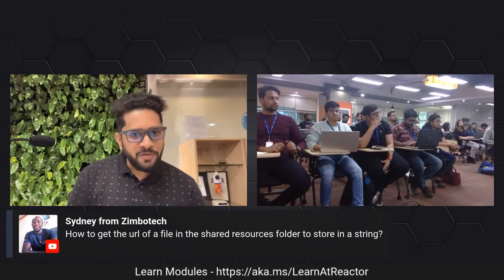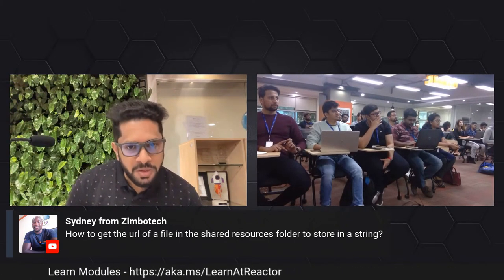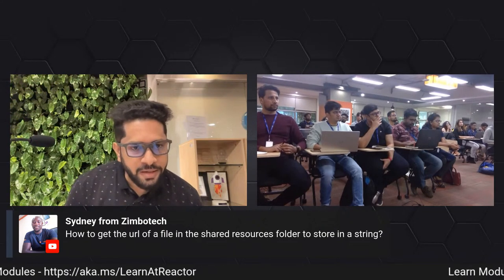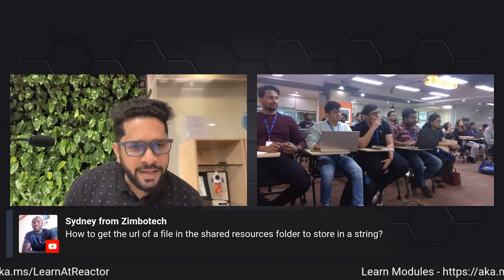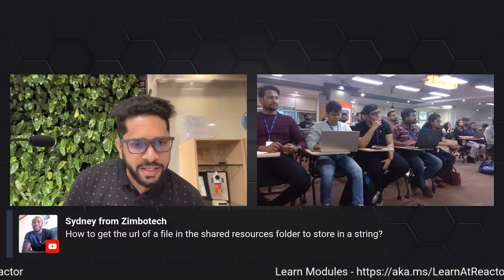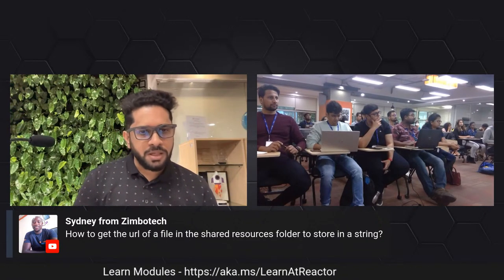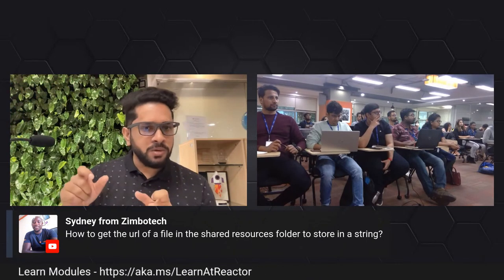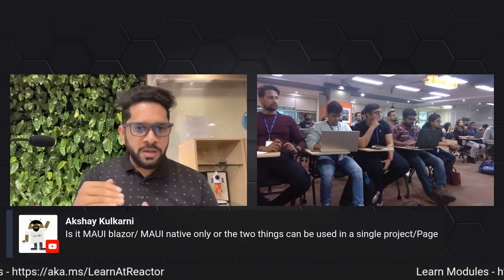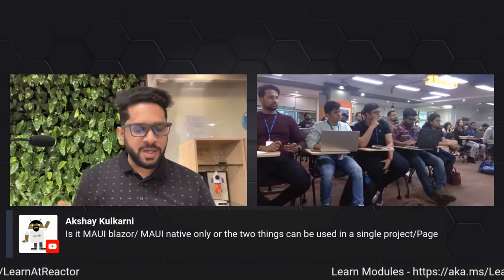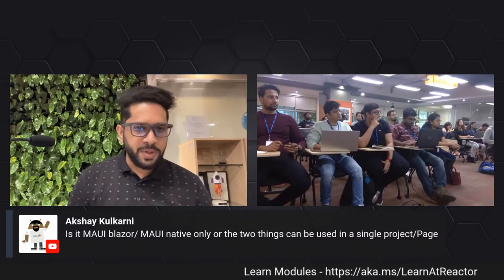How to get the URL of a file in the shared resources folder to store a string? Okay, I don't have the answer handy with me right now, but I'm pretty sure you can get those things from our documentation. On the resources section, just check how, like, for example, the fonts are accessed in a similar way. So you will be able to access it the same way.